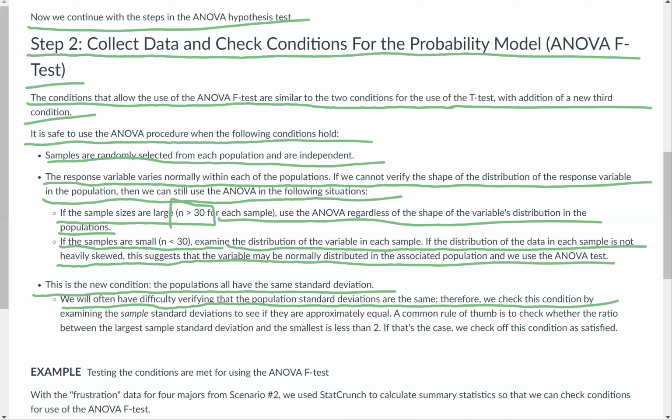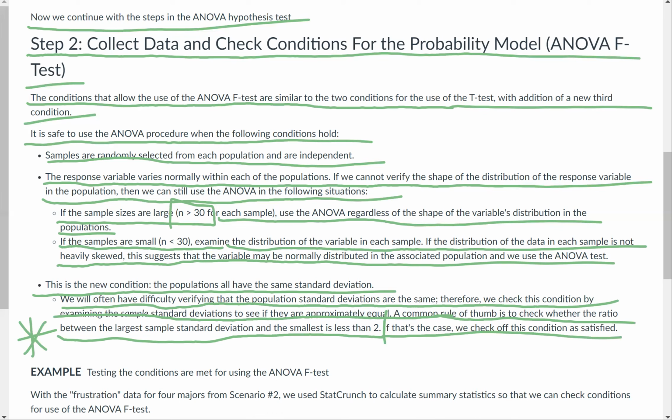We will often have difficulty verifying that the population standard deviations are the same. Therefore, we check this condition by examining the sample standard deviations to see if they are approximately equal. They don't have to be exactly equal, but if they seem close enough, then we're doing pretty good. A common rule of thumb is to check whether the ratio between the largest sample standard deviation and the smallest is less than 2. If that's the case, we check off this condition that it's satisfied. Now we'll look at an example below.